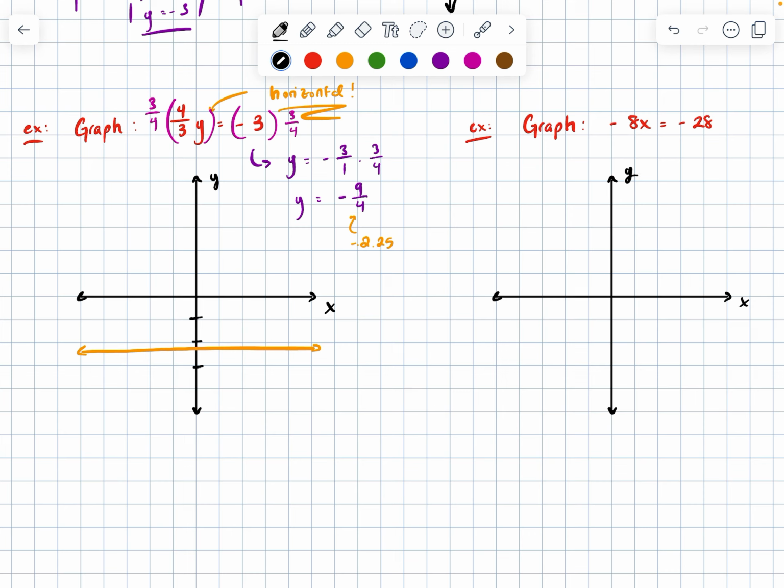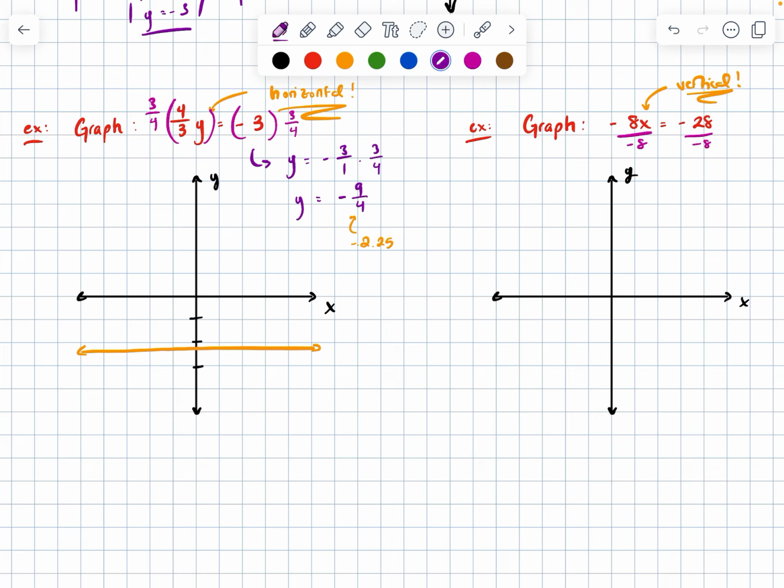Next up, so I've got negative 8x is equal to negative 28. Again, when I just see x in my equation, I know this guy is going to be a vertical line. So I've got a vertical line. The x value must always be the same, which means the y value, how far up or down we can go, can be whatever it wants. But if I'm always passing through the same x value, all of those points are going to line up to give me a vertical line. So all I've got to do is find out what the value of x actually is.